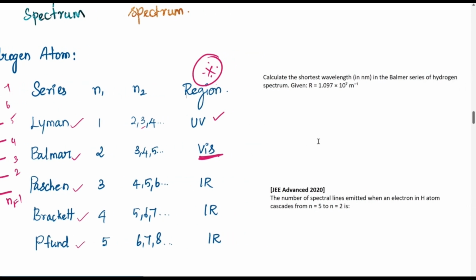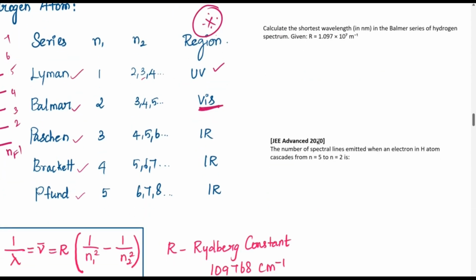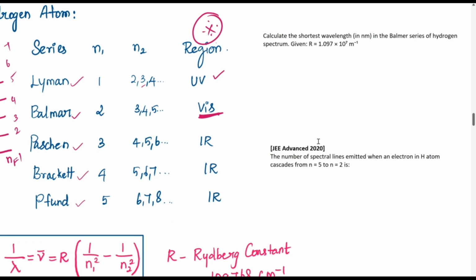Let's try to solve this question, which is asking for the shortest wavelength in the Balmer series of the hydrogen spectrum. These are previous year questions. Calculate the shortest wavelength in the Balmer series. Balmer series means it starts from the second state to 3, 4, 5.